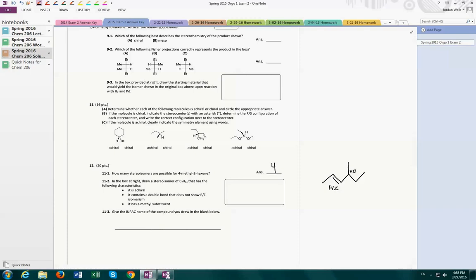So we're asking just about the naming one specifically? So give the IUPAC name, so we would name 1, 2, 3, 4. Oh wait, the one we drew in the blank. We haven't drawn one. In the box it writes, all stereoisomers have the following characteristics. It is achiral. Yeah, we didn't really do anything like this. It contains a double bond that does not show easy stereoisomerism, and it has a methyl substituent. I hate these.